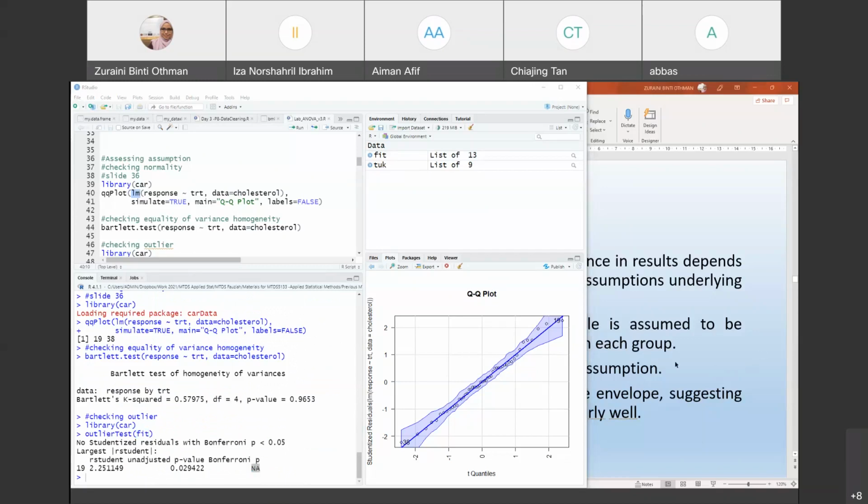outlier. From the output, you can say that there is no indication of outliers in the cholesterol data, since the p-value is greater than 1. Taking the QQ plot, Bartlett test, and outlier test together, the data appear to fit the ANOVA model quite well. This in turn adds to your confidence in the results. Okay.